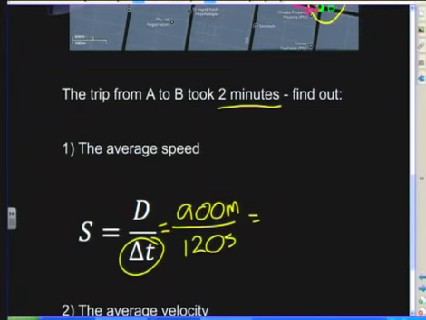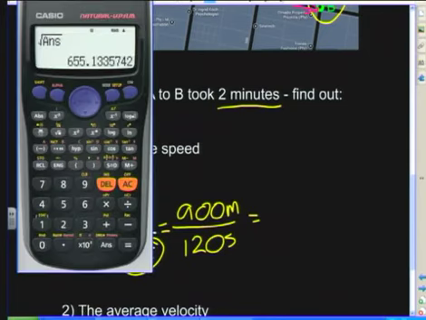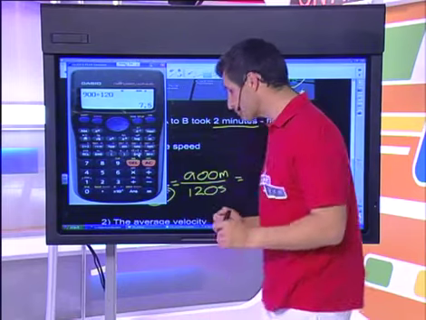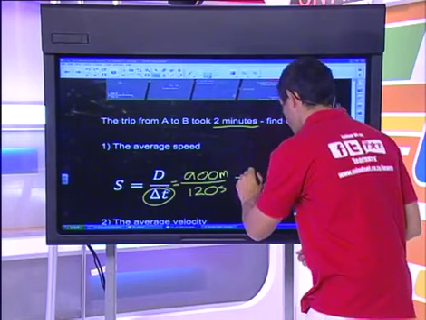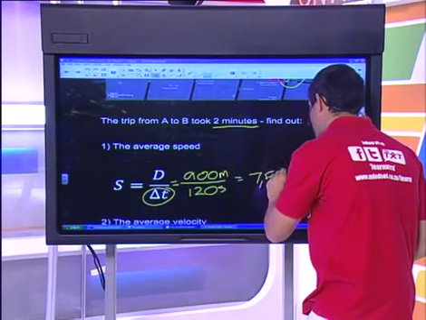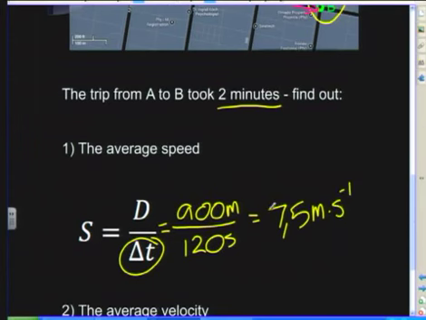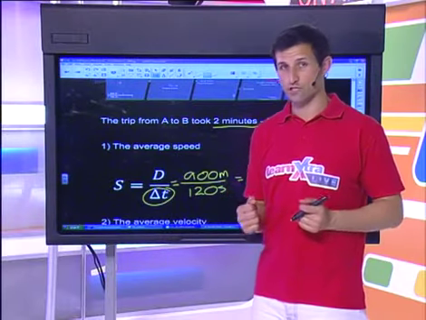Okay, so what I'm going to do is grab my handy Casio calculator and we're going to play around with this. So my Casio calculator says 900 divided by 120 seconds, not 1,200. Let's make sure that we don't get too carried away. What that tells me is that I was moving at an average speed of 7.5 meters per second. Okay, so there we go, 7.5 meters per second. Notice how speed doesn't have a direction. I was moving at 7.5 meters per second the whole journey, and that was my average speed.